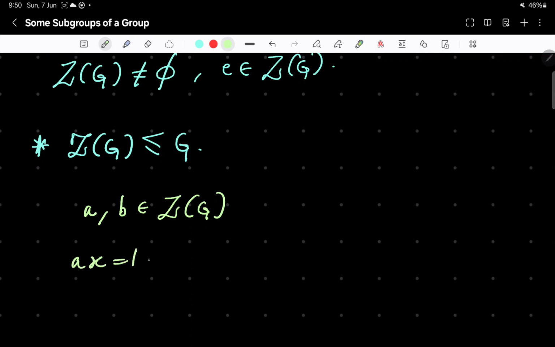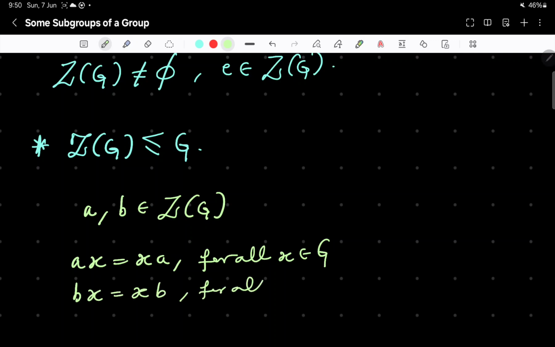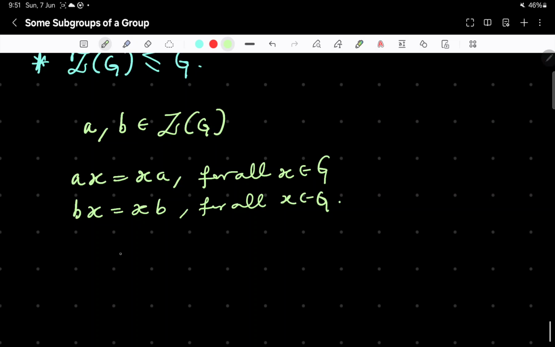Ax equal to xa for all x in G. Similarly, bx equal to xb for all x in G. So they commute with everybody, right? Now what we need to prove is that AB inverse is in Z of G.